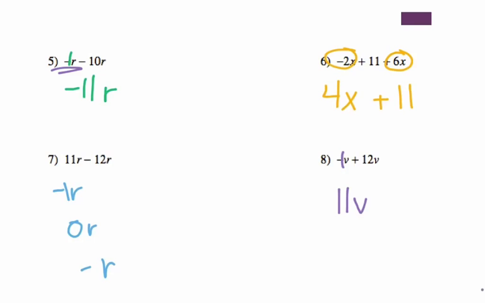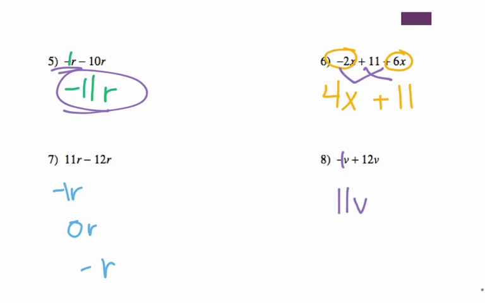All right, on that first one, I put a negative 1 in front of the r. Since it is just negative r, that really means there's one of them. So a total of negative 11r. The next one, 4x plus 11, combining those x terms, and then I have my constant of 11.